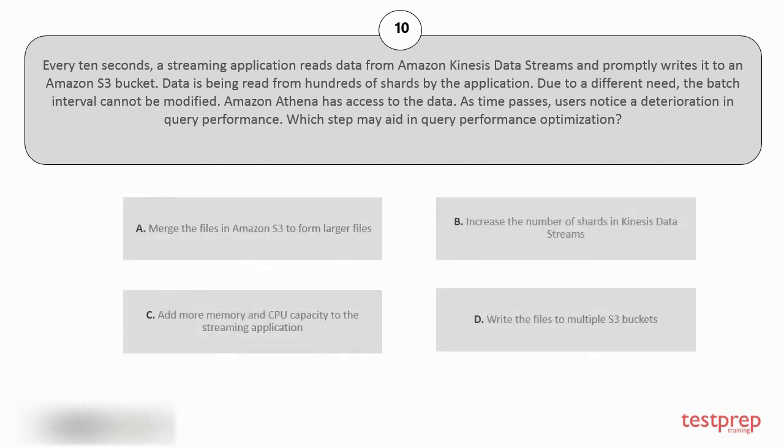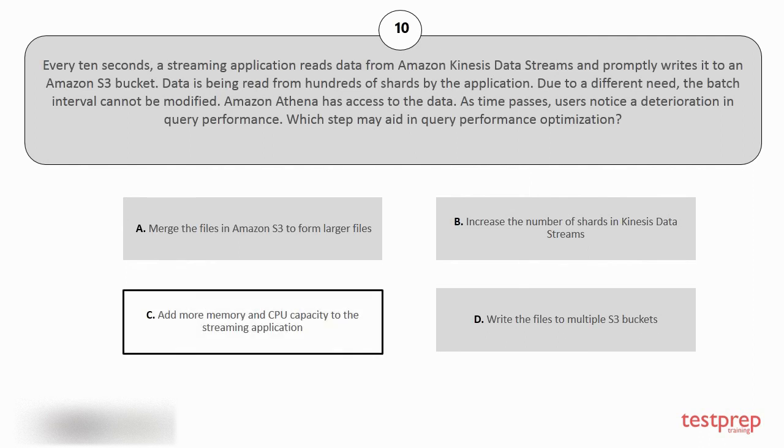Your options are: A. Merge the files in Amazon S3 to form larger files. B. Increase the number of shards in Kinesis data streams. C. Add more memory and CPU capacity to the streaming application. D. Write the files to multiple S3 buckets. The correct answer is option C.